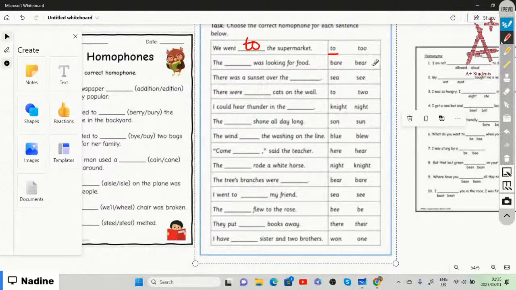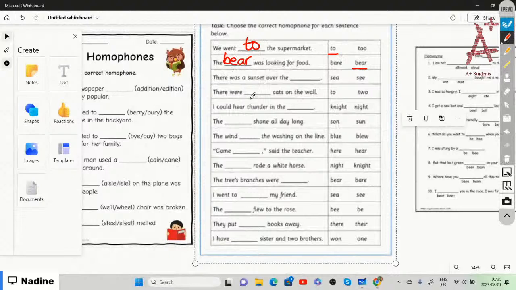The bear was looking for food. The bear was looking for food. Is it BARE or BEAR? We need to choose the correct word that matches the sentence, the bear looking for food. If we are talking about the bear looking for food, we will talk about the bear, which is the animal, because the other bare means if you have nothing on.